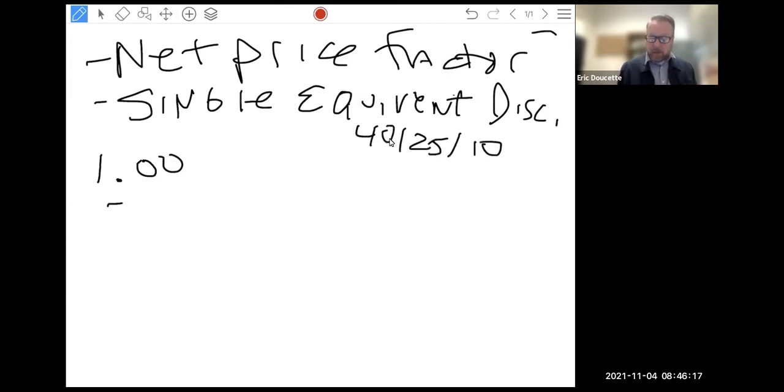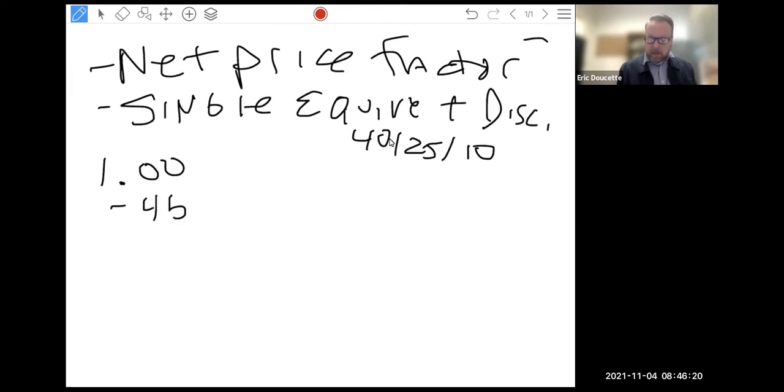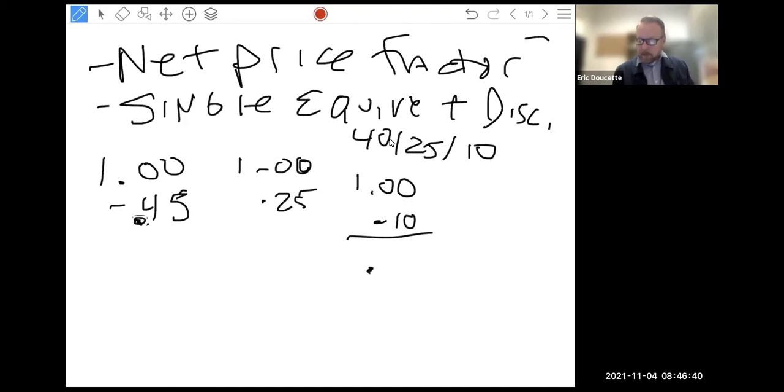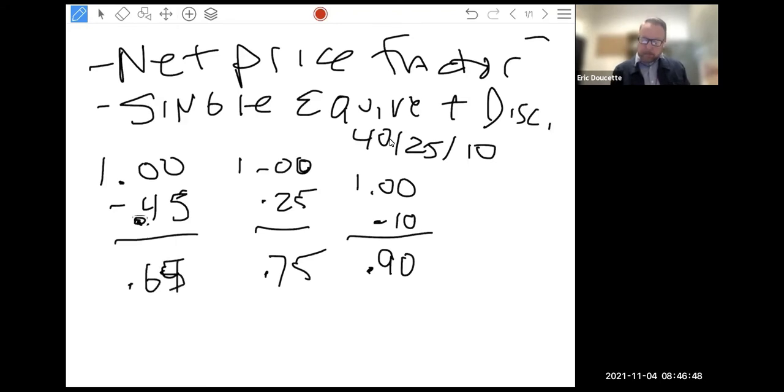So basically, if you just deduct each of these from 1, that's supposed to be a dot. 1 minus 40, the next one was 25, and then the last one was 10. So that's going to leave you with 0.90, that's going to leave you with 0.75, and that's going to leave you with 0.65, right? Or 0.55, did I do it wrong? Oh, it's a 40, not a 45, so it's going to leave you with 0.60.